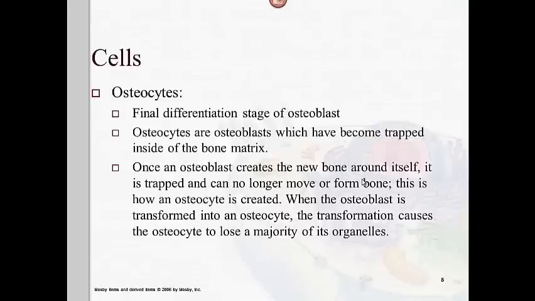Osteocytes are the main cell from the bone marrow that is the final differentiation stage of the osteoblast. The osteocytes are basically osteoblasts which have become trapped inside the bone matrix. Once the osteoblast creates the new bone around itself, it is trapped and can no longer move or form new bone. When an osteoblast is transformed into an osteocyte, the transformation causes the osteocyte to lose the majority of its organelles.